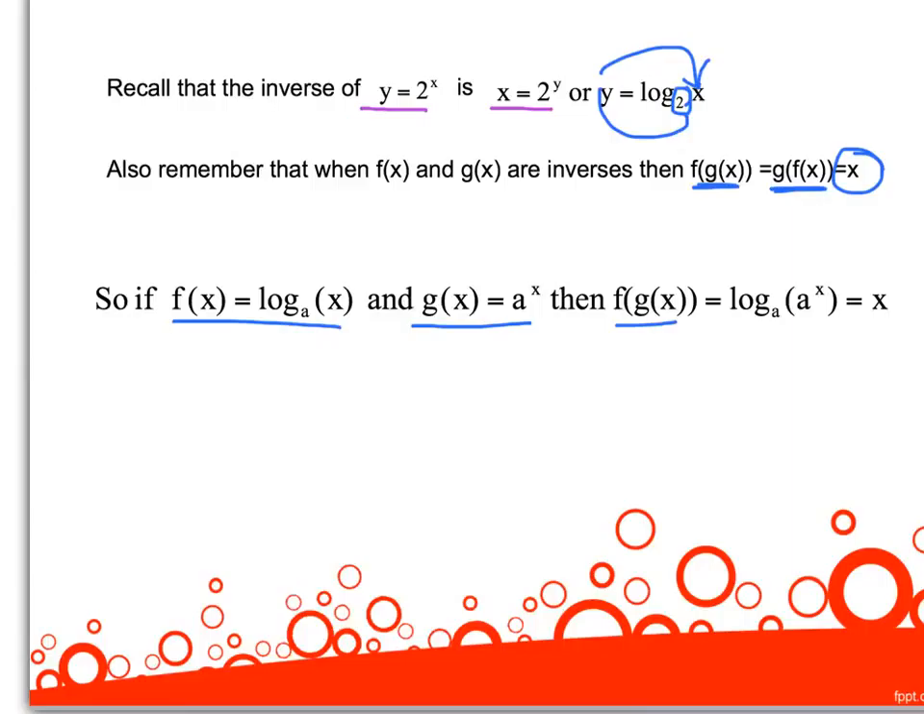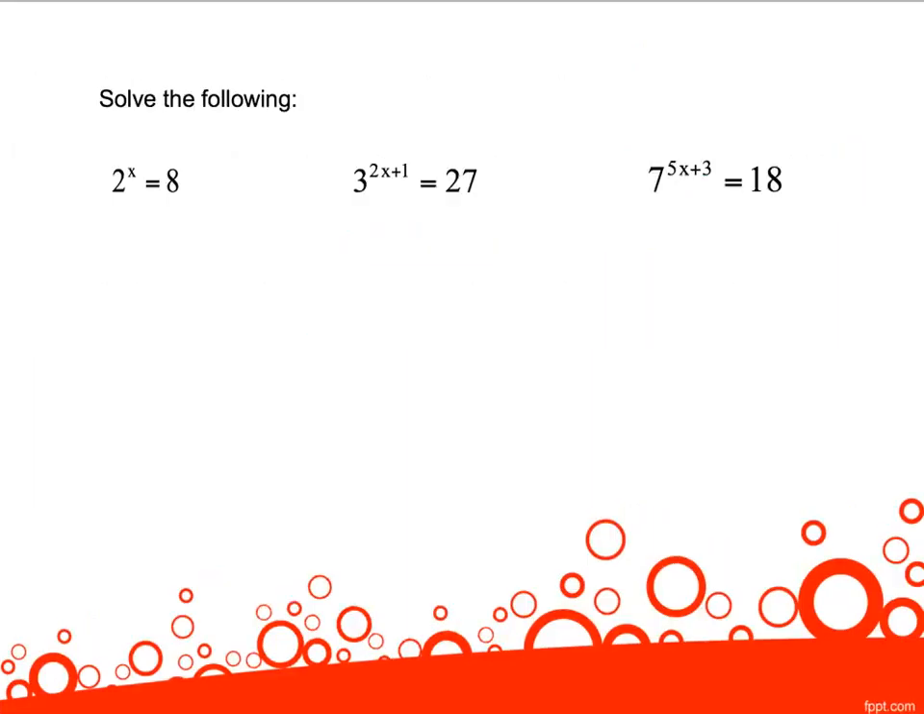Well, remember, that means we're going to take g and put it into f. So we're going to put a to the x in every time we see an x. So that looks like log base a of, and then we replace the x with a to the x. So what you really want to remember is that when you have a log base a and an a to the, they're going to cancel each other out and just give you that x. And that's how we end up solving exponential equations. So let's look at how to solve a few of these.